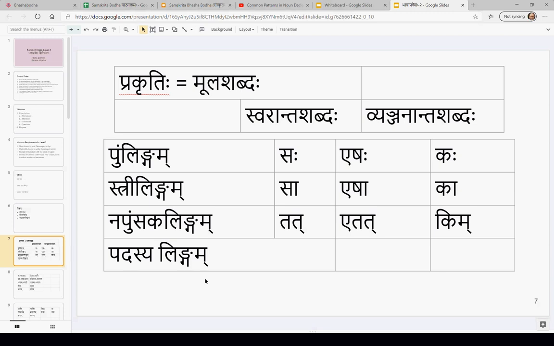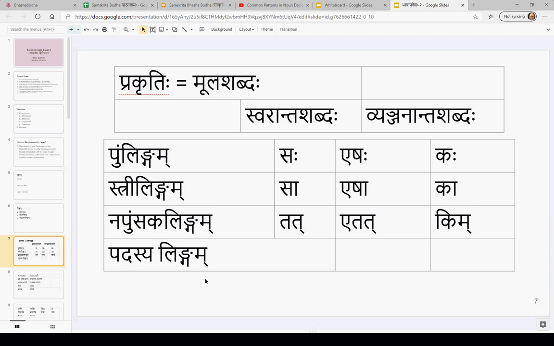And this Lingam, Strilingam, Pullingam, Napunsakalingam, this is applicable only to Namapadam. Kriyapadam in Sanskrit does not have Lingam. So, the Kriyapadam form can be used with Namapadam of any Lingam. The Kriyapada form will not change.